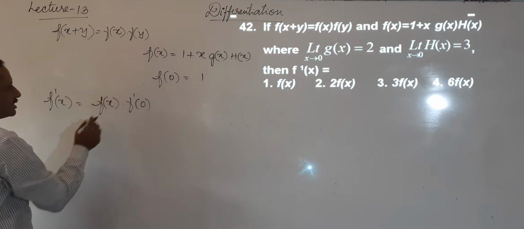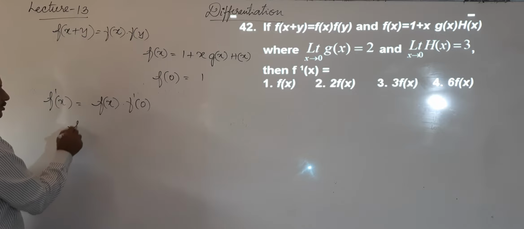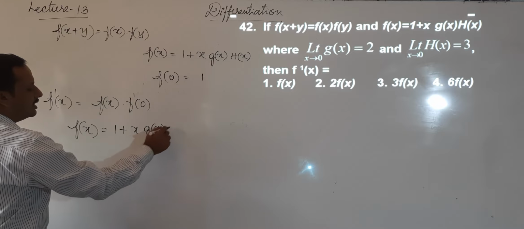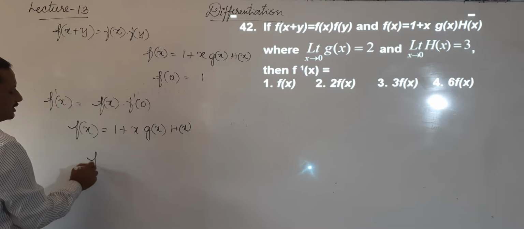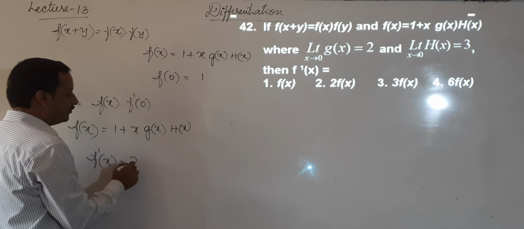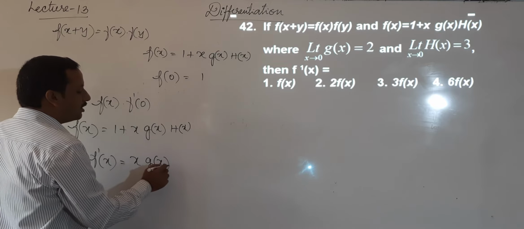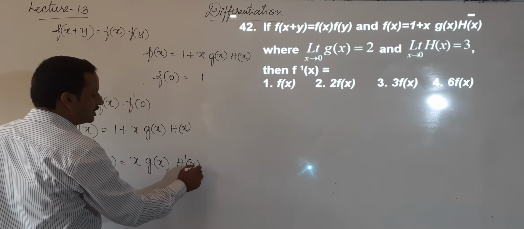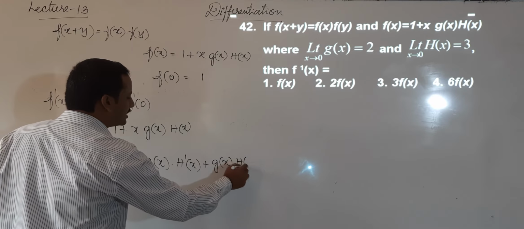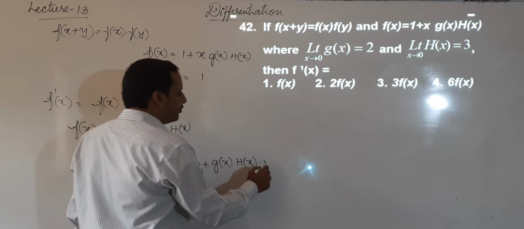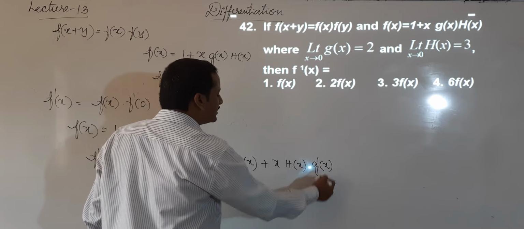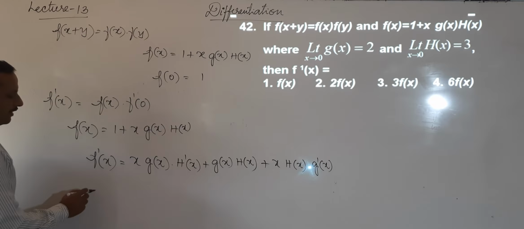So, now f of x is 1 plus x into g of x into h of x. Differentiate this. Let us see what is f dash of x. I have to use product rule here. It is a product of three functions: x into g of x into derivative of h of x, which is h dash of x, plus g of x into h of x into derivative of x, which is 1, plus x into h of x into derivative of g of x, which is g dash of x. This is f dash of x.